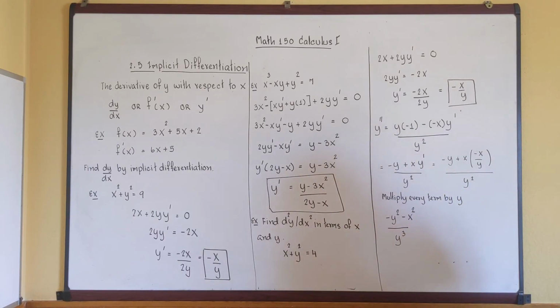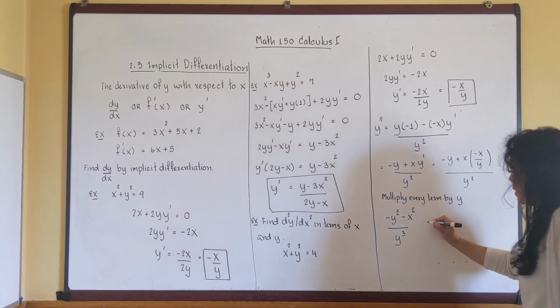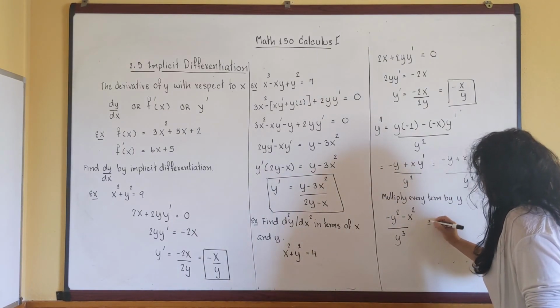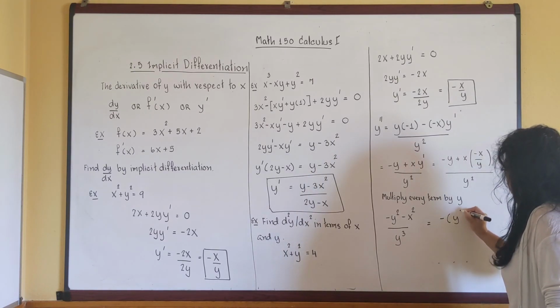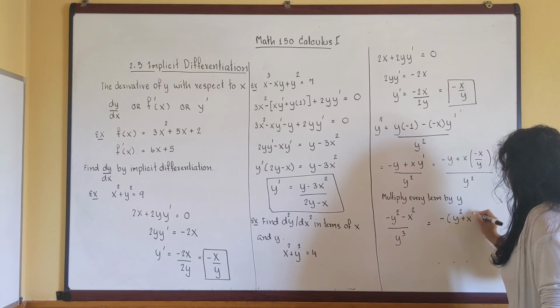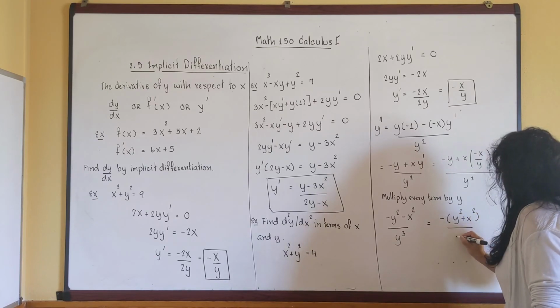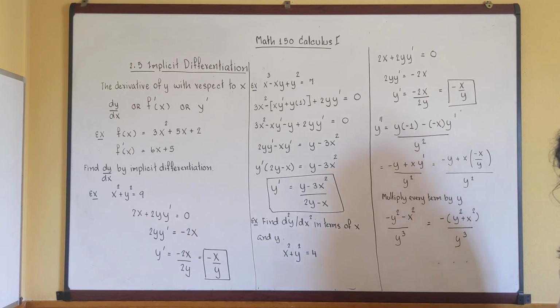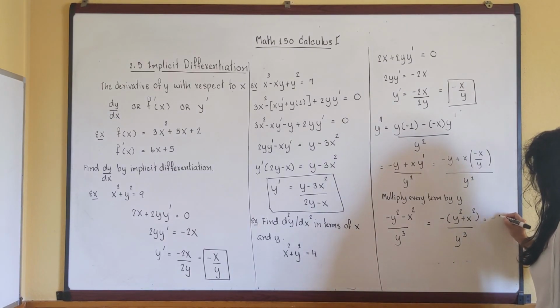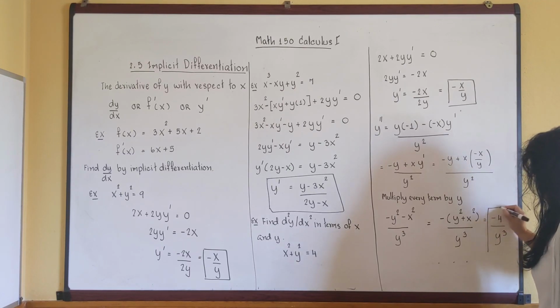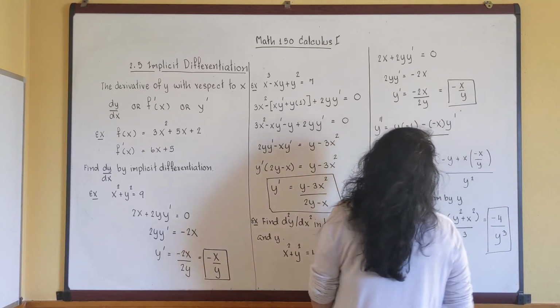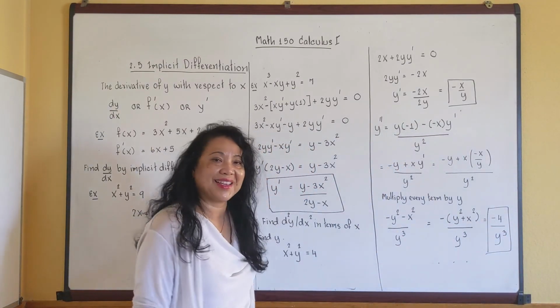Now I probably can stop, but let's continue here. I want you to see something. I'm going to factor out the negative 1. Then I'm left with y squared plus x squared over y cubed. The reason I do that is because x squared plus y squared equals 4. I can simplify a little bit further. So I'm going to have negative 4 over y cubed. And that would be my final answer because I can't simplify anymore.